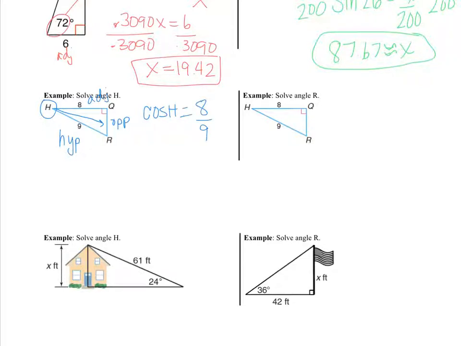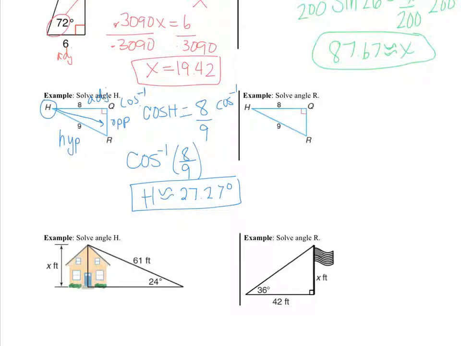Since we're finding the angle, we're going to use that inverse cosine. So we're actually going to apply cosine inverse to both sides. On your calculator, you're going to hit second, cosine inverse, and in your parentheses, you're going to put 8 divided by 9. And you've got your angle H is approximately equal to 27.27 degrees rounded. Again, that's using that inverse cosine, so we're taking the inverse, kind of like the inverse of addition is subtraction. The inverse of a regular cosine is inverse cosine on the calculator there.